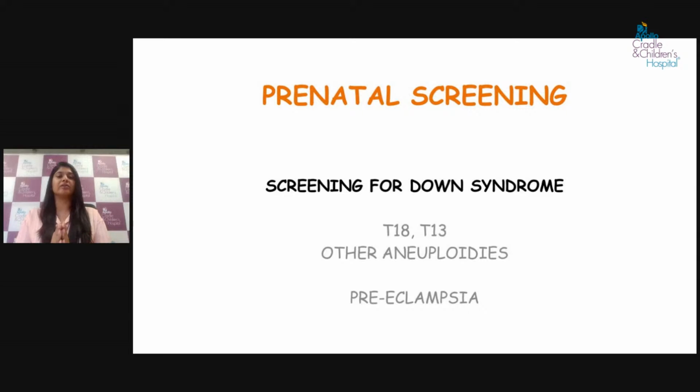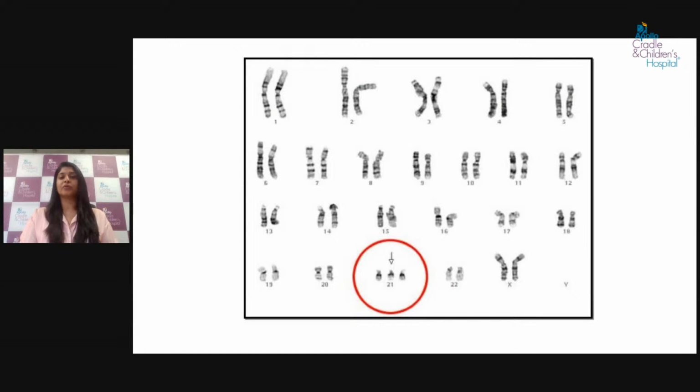Prenatal screening is generally done to rule out the most common chromosomal abnormalities, that is Down syndrome, T18, T13, and other aneuploidies, and preeclampsia. This slide shows different chromosomes 1 to 23. This is T21. I'm talking about Down syndrome more because that's the most commonly affected. When instead of two chromosomes, there is an extra chromosome, we call it trisomy 21 or Down syndrome. Similarly, when it sits near the 13th chromosome or the 18th chromosome, we call it trisomy 13 or trisomy 18, and they're associated with certain abnormalities. That is why we're concerned about it.